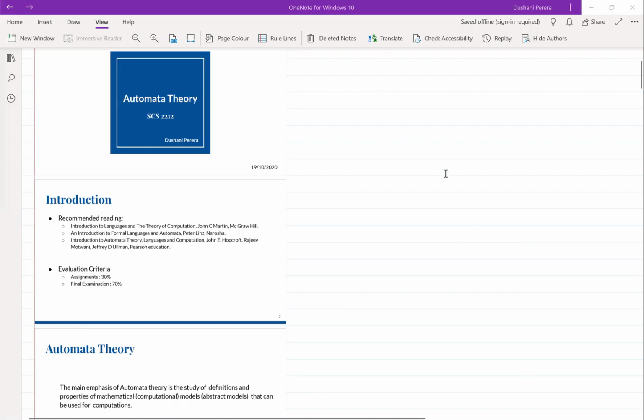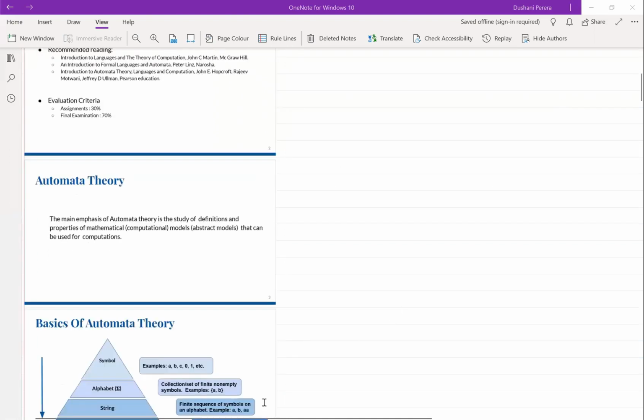Okay, so two of the books are already there in the VLE, so you can go through them when you have time. And right, so let's start to talk about automata theory.